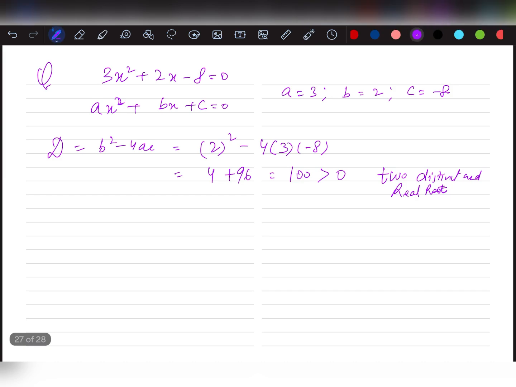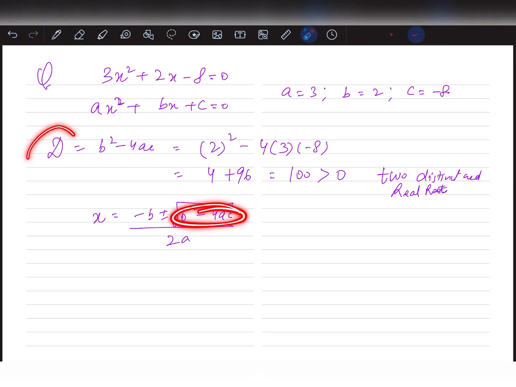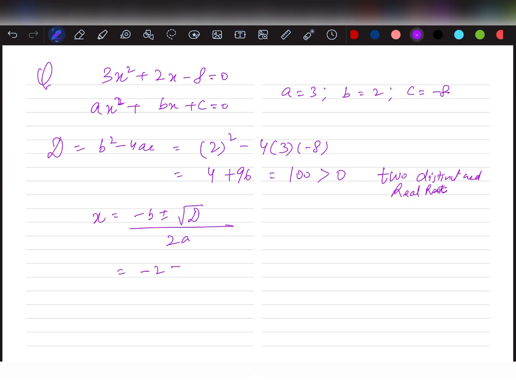Okay, now let's just figure out. We're going to put it into the formula. The formula is x equals minus b plus or minus the square root of b squared minus 4ac, divided by 2a. Now we know that b squared minus 4ac is the capital D, or the discriminant, so I'm going to replace it with the discriminant D.